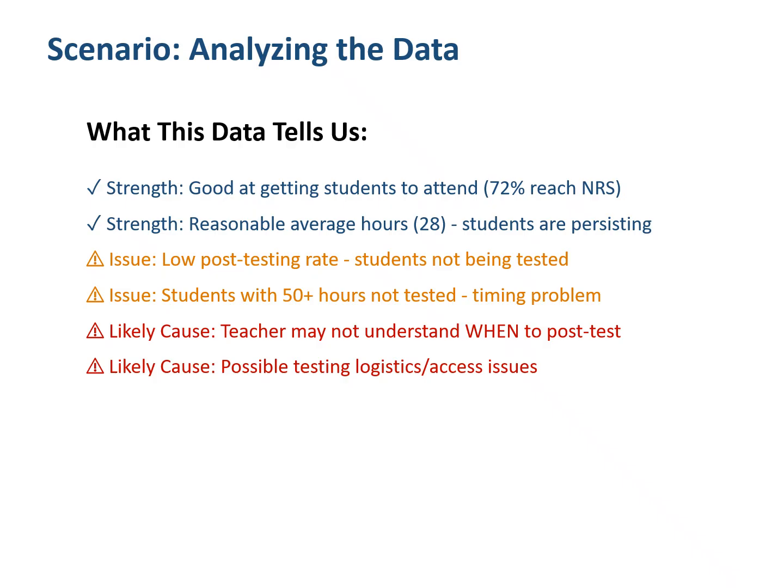Likely causes are: this pattern strongly suggests that Maria doesn't fully understand when students should be post-tested. She might think students need to master everything before testing, or she might be unclear about the 40 to 60 hour testing window. There could also be logistical issues. Maybe testing access is limited in evening classes. Maybe the testing coordinator's hours don't align with her class schedule. This is a coaching opportunity, not a performance problem. Maria has strengths. We need to address a specific skill gap. Now, let's see how you'd approach the coaching conversation.